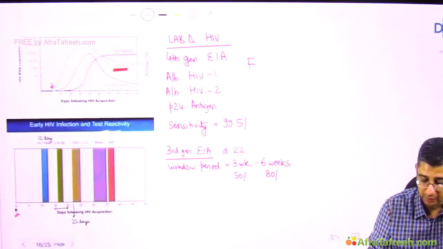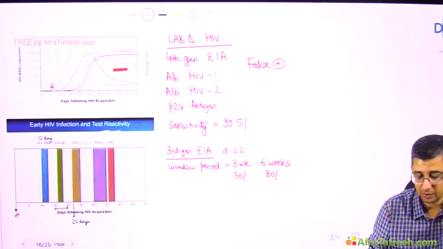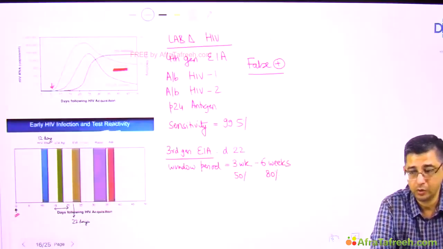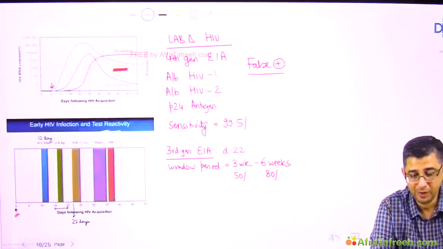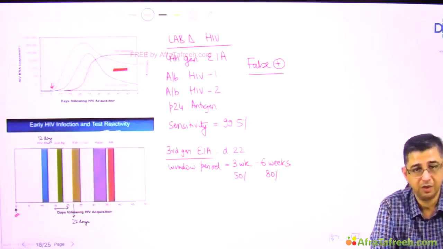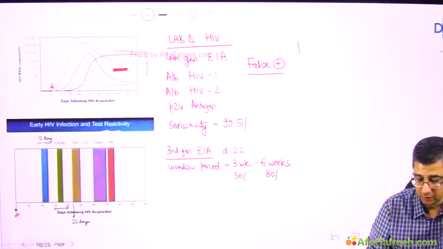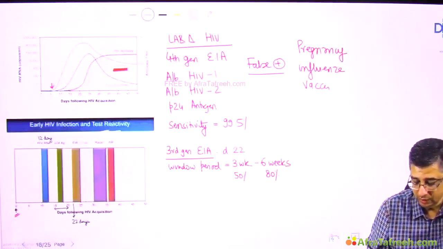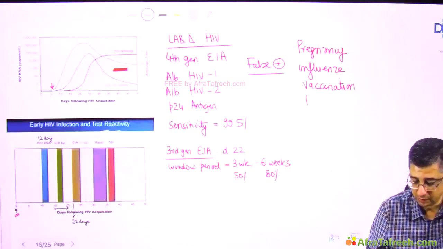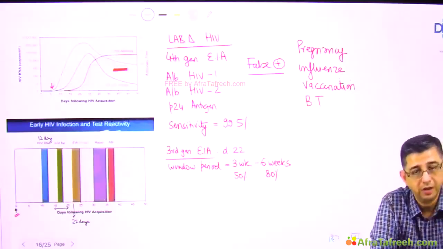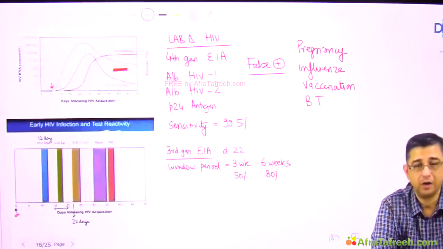Now, sometimes they might deliberately ask you about conditions that might cause a false positive ELISA, and this is also important because recently in the newspapers, one guy was told that he's HIV positive, and later it turned out to be a false positive report. So your relatives or patients can quiz you regarding the reasons for a false positive HIV. False positivity can be seen in some common situations, like pregnancy and influenza vaccination. These are two standard answers. The third standard answer is blood transfusion.